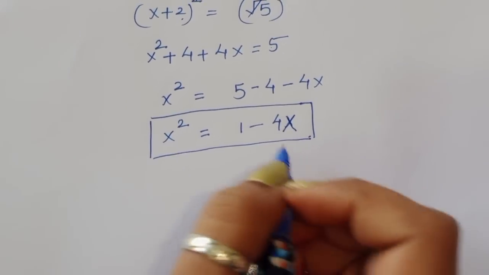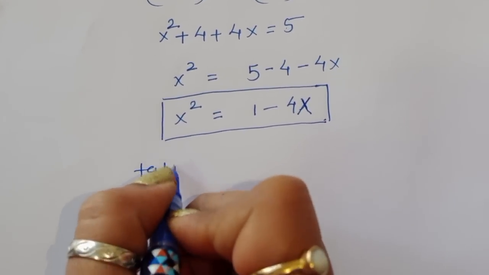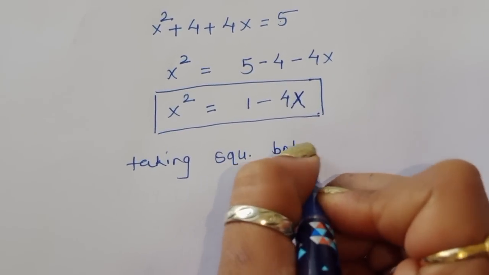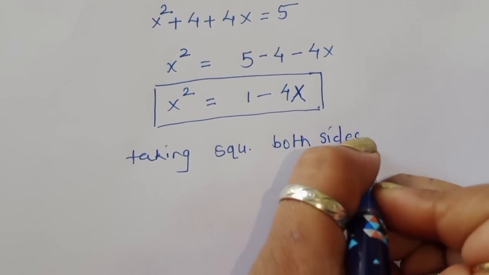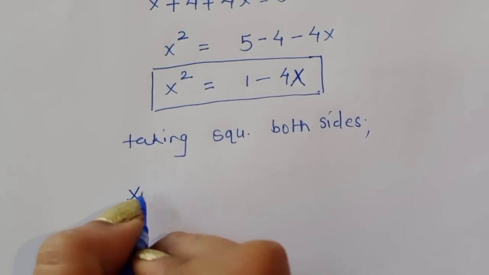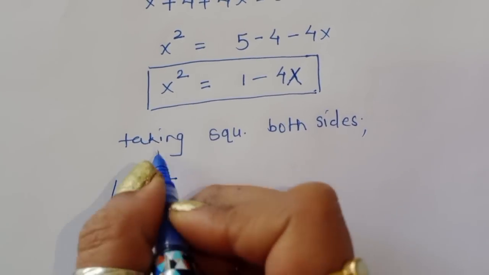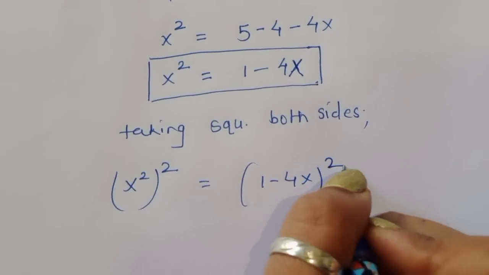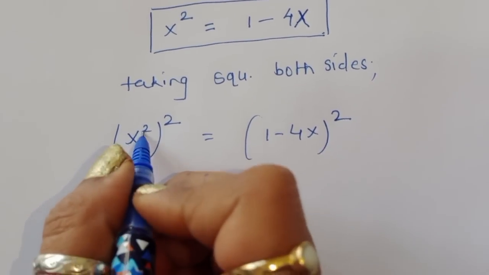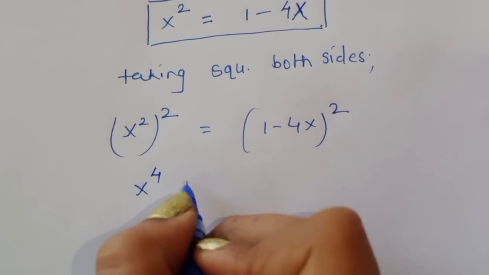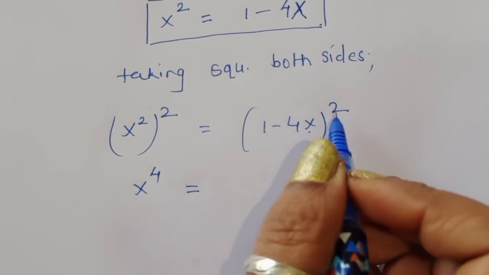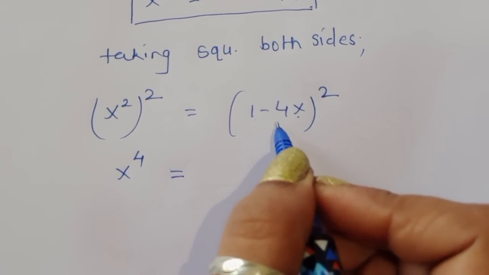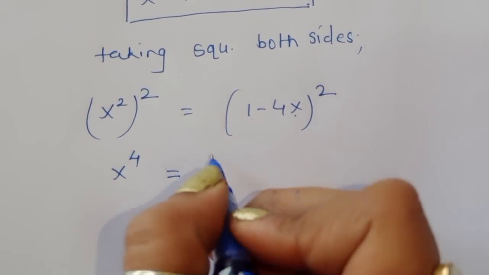We can take a square again, then taking square on both sides, we will get x square whole square equals 1 minus 4x whole square. So x square whole square becomes x power 4, is equal to (a minus b) whole square. So (a minus b) whole square is a square plus b square minus 2ab, so we are doing that here.